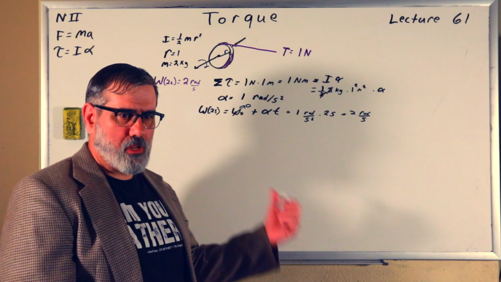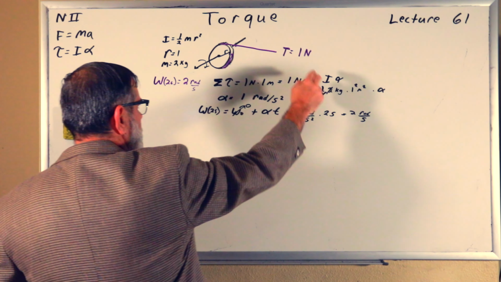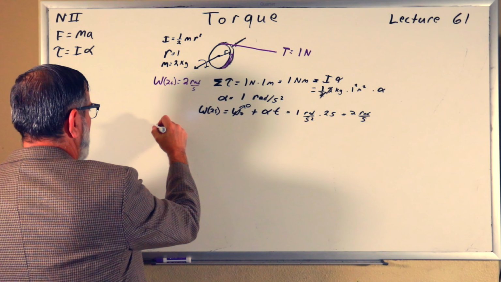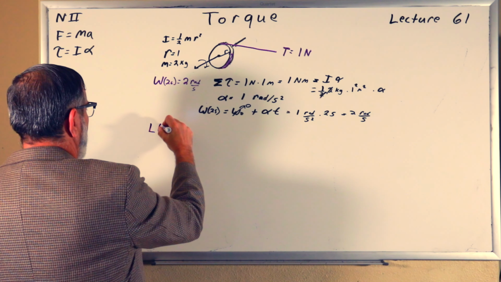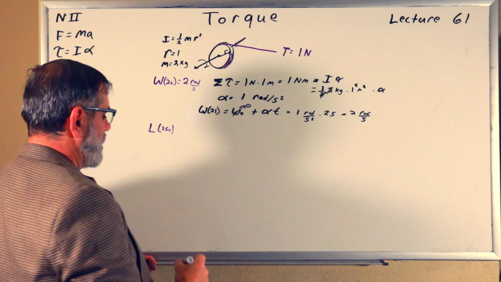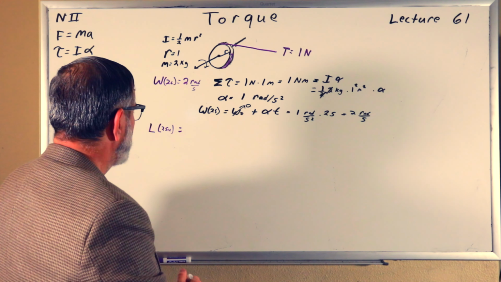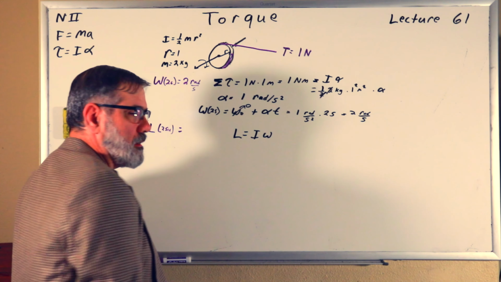Does that make sense? Just a kinematic equation, taking advantage of this constant acceleration because of this constant tension we put on there. All right, another question we can ask is, what is the angular momentum at this time? We'll say L at 2 seconds. Well, angular momentum L is just I omega, right?